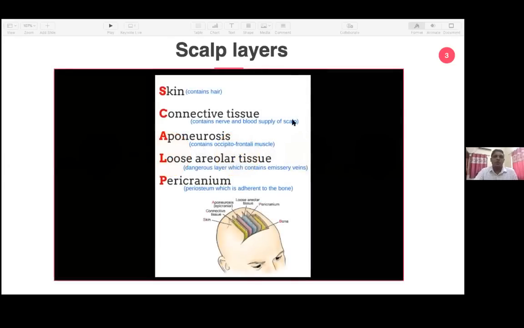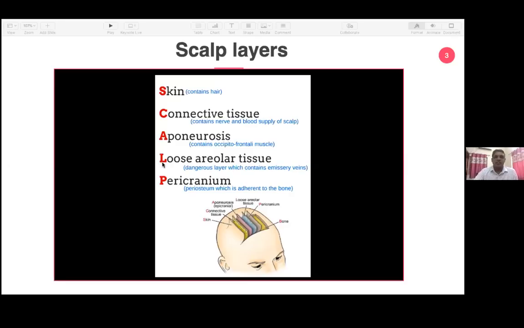So let's go one by one. The skin has got hair or appendages. The connective tissue has got the neurovascular supply, that means nerves, and also the blood vessels, that means arteries and veins. The galea aponeurosis contains the muscle layer. From the front it would be the frontalis muscle, and from the back it will be the occipitalis muscle. So the occipitofrontalis muscle will be there, connected by a galea aponeurosis in between.